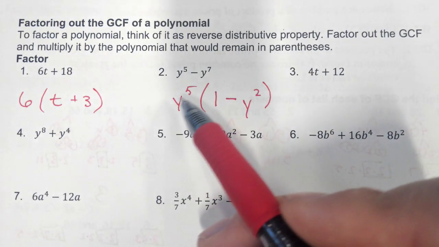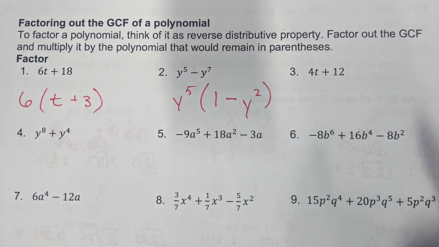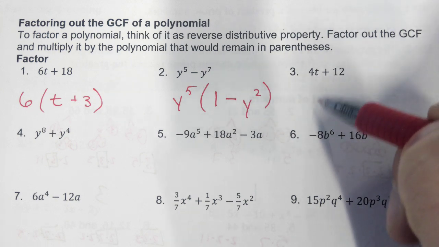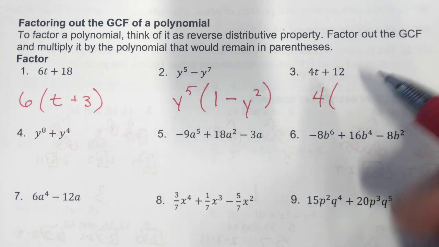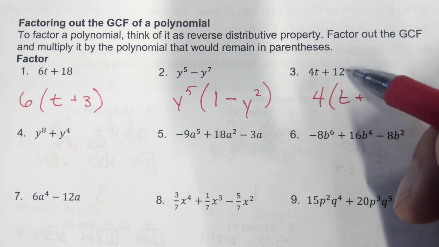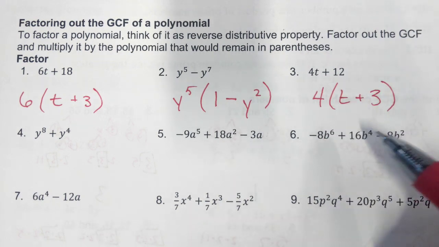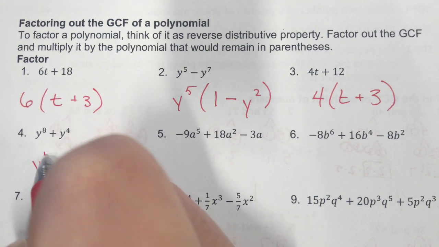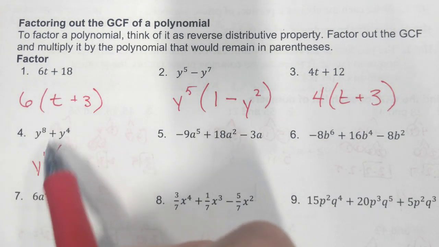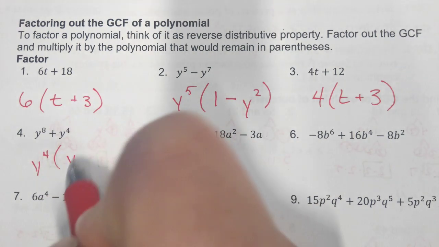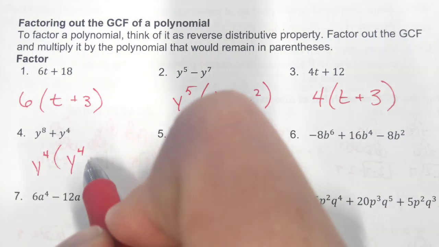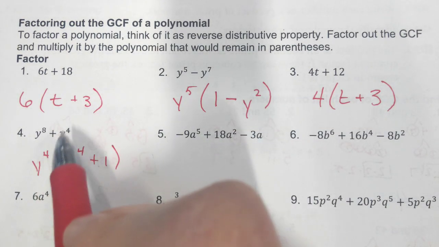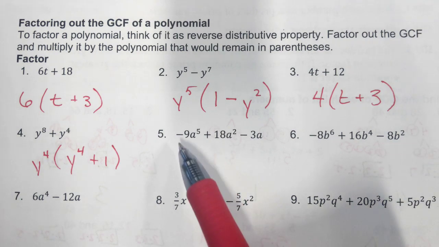And then again, you can imagine distributing. Would it give us that answer? And yes. Number 3, again, the biggest thing that divides is 4. If we were to divide by 4, that would be t plus 12 divided by 4, 3. Number 4 is like 2. Take the smallest exponent, that would be y to the 4th. Then we really are subtracting. 8 minus 4 is 4. And y to the 4th, if we take all of them away, we do need the understood 1, because if we were to distribute it, there has to be 1 times something to create that y to the 4th.